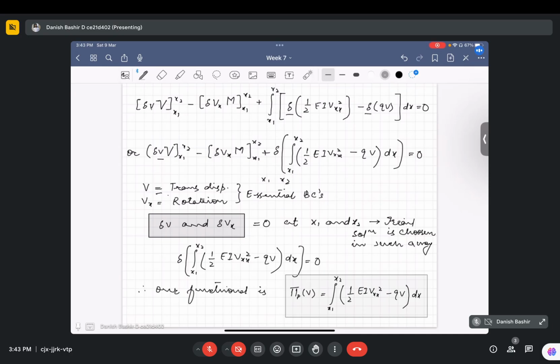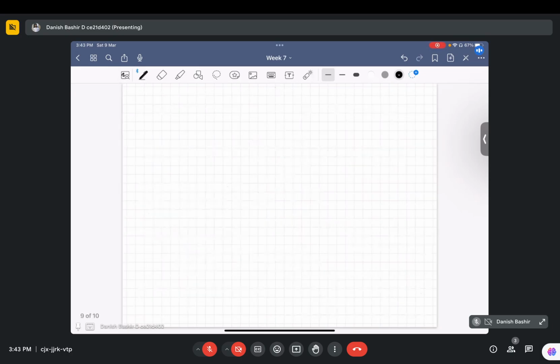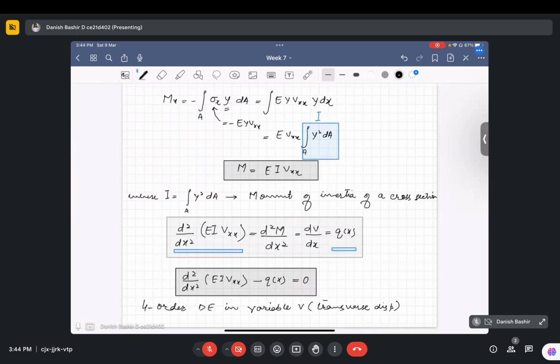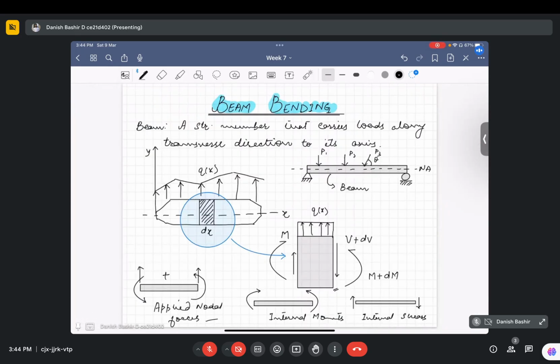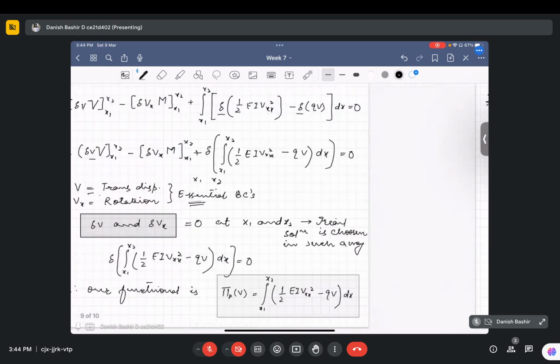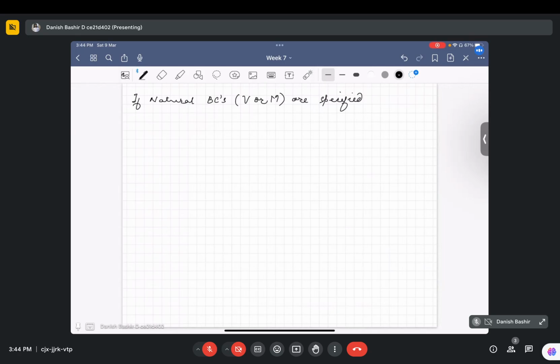So if essential boundary conditions were specified, fine. But if natural boundary conditions were specified, that is either shear or bending moment was specified, then we have to use those things. Since there is a different sign convention for the internal forces and the external forces, as I already showed here, the sign convention applies to applied forces and the internal moments and internal shears. So if these are specified, what will be the shear force V of x1?